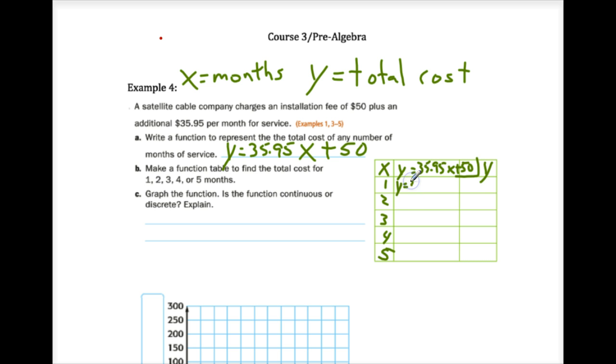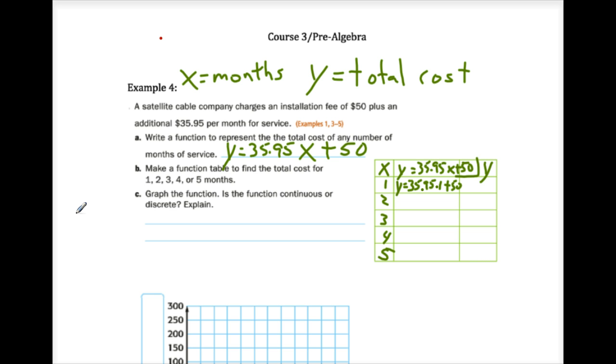So add $35.95 times 1 plus 50. Your question, Ange? What if you did not add 50 to each month? Not each month, you would add it just one time. 75.95. Well, what you're going to do in the next one is put 2 in for X. You'll see when we do 2, watch what we do.